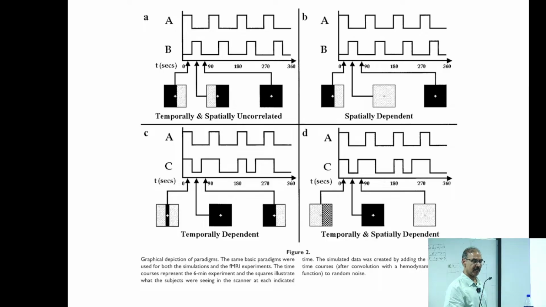And from these tasks, right, these are temporally and spatially uncorrelated. So there is no dependence between them. These are temporally dependent, right? These are spatially dependent based on the stimulus, and these are both temporally and spatially dependent, right? So that is how they had designed their task, to show that they could use ICA to identify these things, okay?